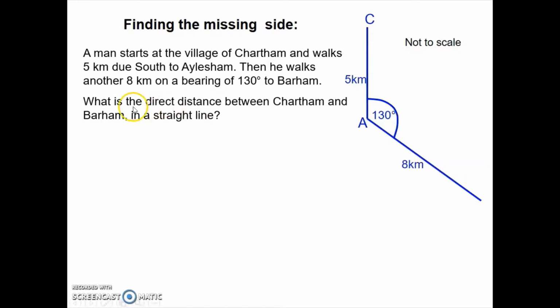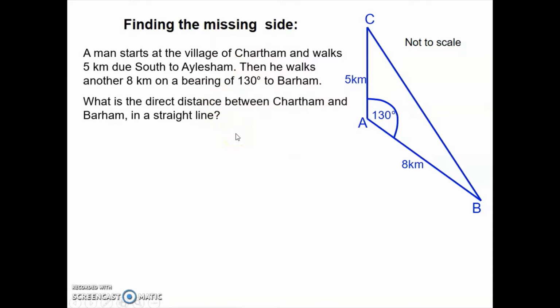There we go. What is the direct distance between Chartham and Bartham in a straight line? So what we're trying to find is the value from C to B. I've taken this information and I've drawn out an image. When I've come to measure these lengths, obviously I've used centimeters because 5 kilometers wouldn't be an appropriate unit of measure, which means whatever answer I receive here in centimeters, I will then convert to kilometers to answer the context of the question.